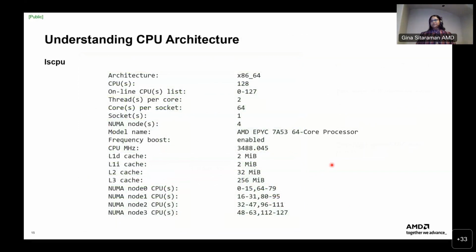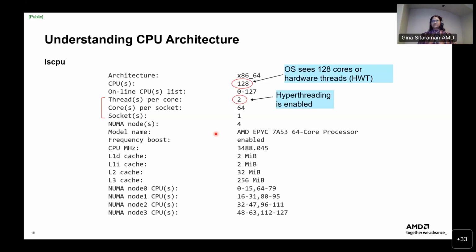When we look at lscpu, here is a condensed output from this tool. lscpu tells us about the CPU architecture and the instruction sets that it supports. The first thing I look at in this output is: how many sockets do I have? How many cores per socket do I have? And do I have hyperthreading enabled or not? If I see 1, that means hyperthreading is not enabled. If we see 2, that means it is enabled. The next thing is the total number of hardware threads, which is 128. That is what the operating system is going to see. We also see information about the NUMA configuration: we have 4 NUMA domains in this socket, and over here we see the list of hardware threads associated with each NUMA domain.